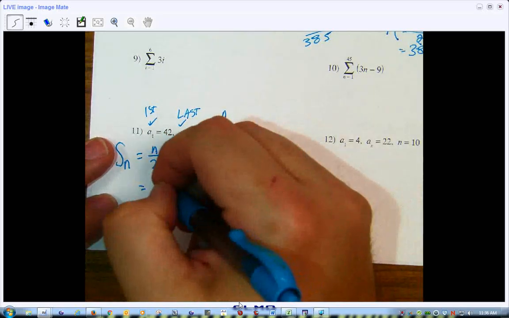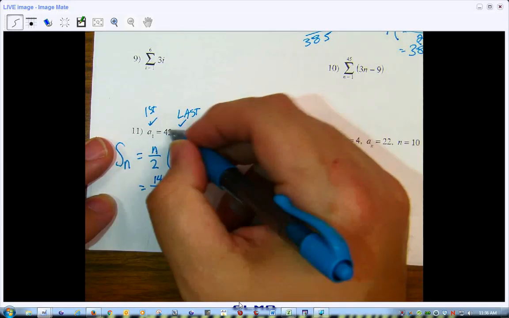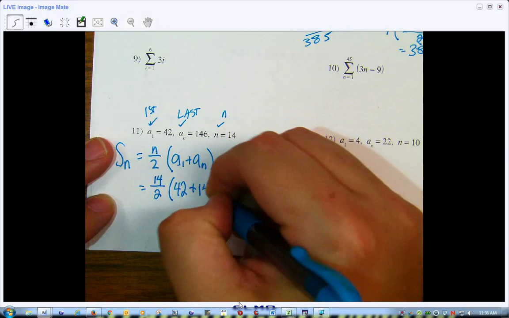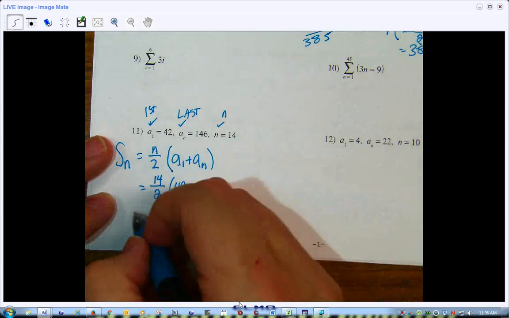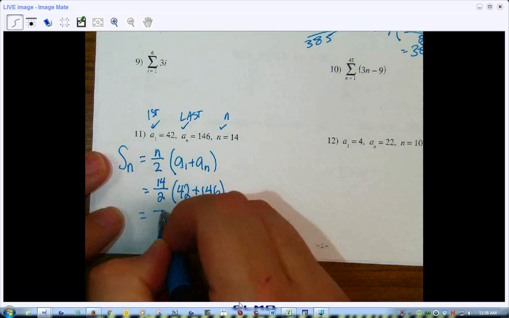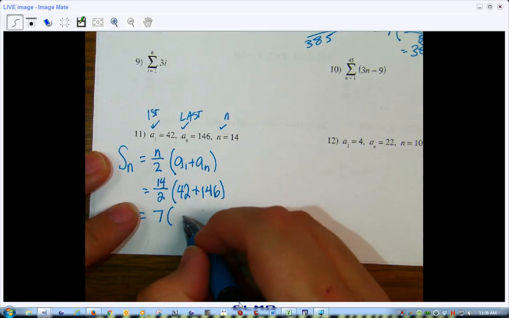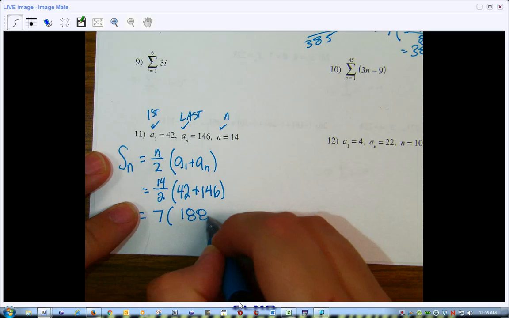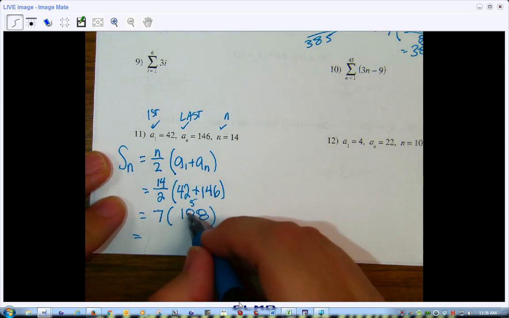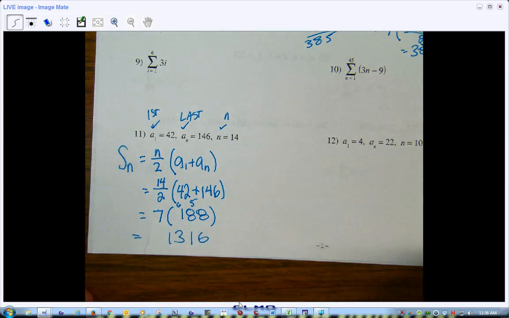So I know n is 14, so it's 14 over 2. And then the first term's 42 plus 146, which is the last term. So that's going to be 7 times 188. 56, carry the 5, 56, 61, carry the 6, 1316.